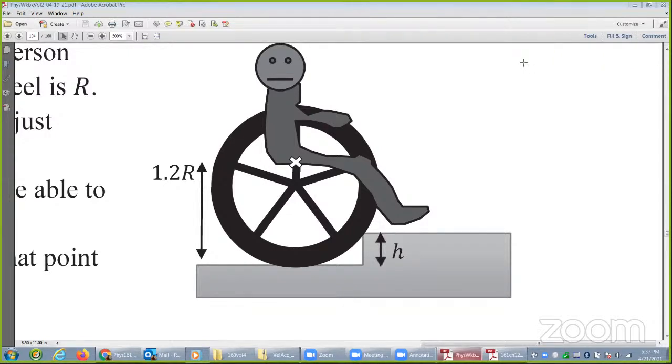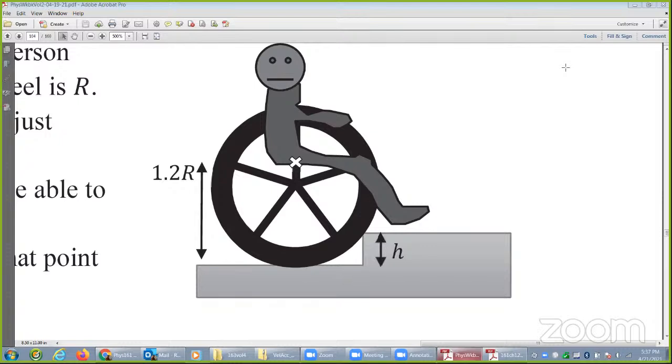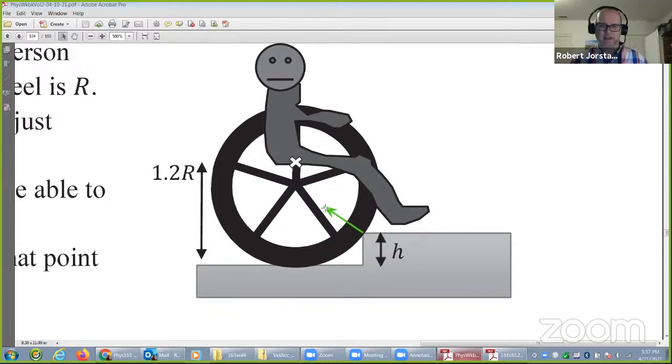Could there be a normal force at the edge of the wheel where H is? Okay. And which direction would that point? Where's the center of the wheel? Towards the center, and I'll just back it off. That's my attempt to draw that. So we'll say that's the normal force.